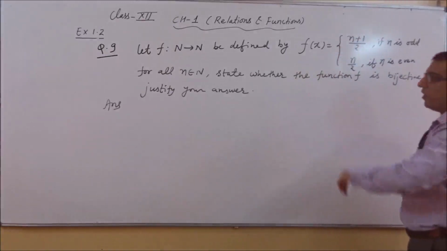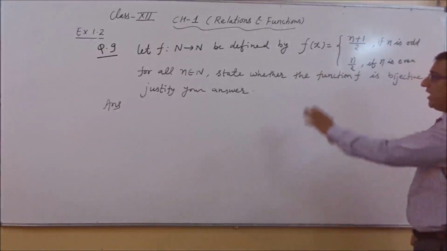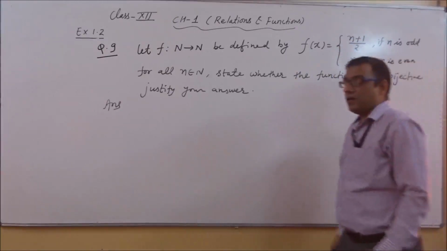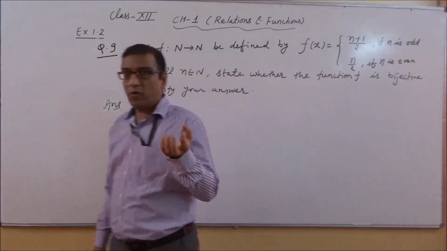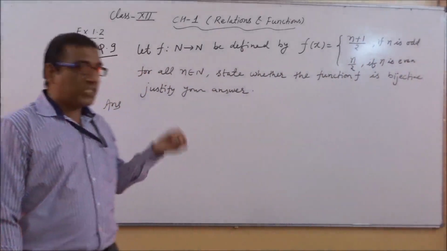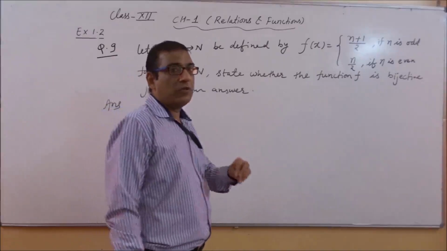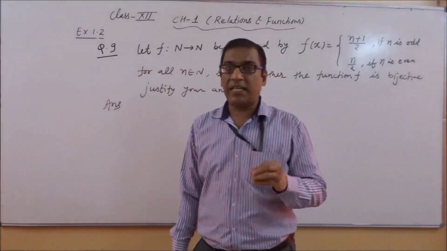For all n belonging to natural numbers, state whether the function f is bijective, and justify your answer. For a bijective function, we know very well that the function must be one-one and onto both. If the given function is one-one and onto both, then we can say it is bijective.